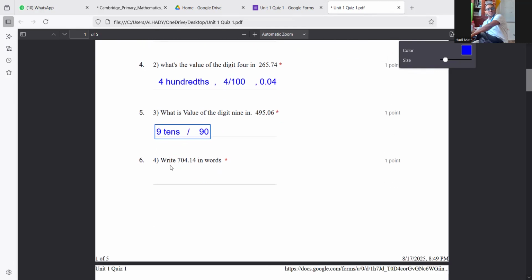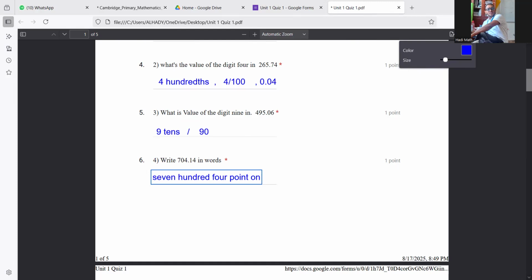Write this one in words. You read the 3 digits together. Write it in words. Remember, you must write seven hundred. If you write and, it's okay. If you say 704, it's okay. Point. Don't write 14. 14 is wrong.